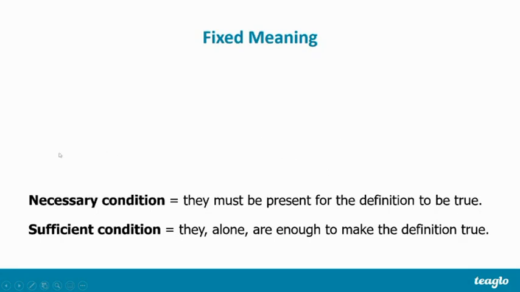If we keep what he said in mind here: a necessary condition must be present for the definition to be true, while a sufficient condition alone is enough to make the definition true. If we use fire as an example, and imagine we're teaching that in a science lesson, oxygen is a necessary condition of fire. Without it, fire cannot exist. However, oxygen alone is not a sufficient condition, so just having oxygen won't start a fire.